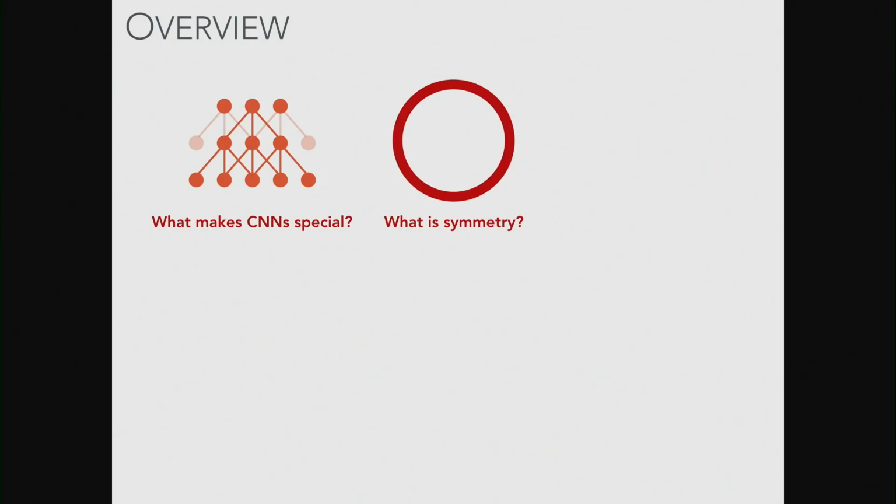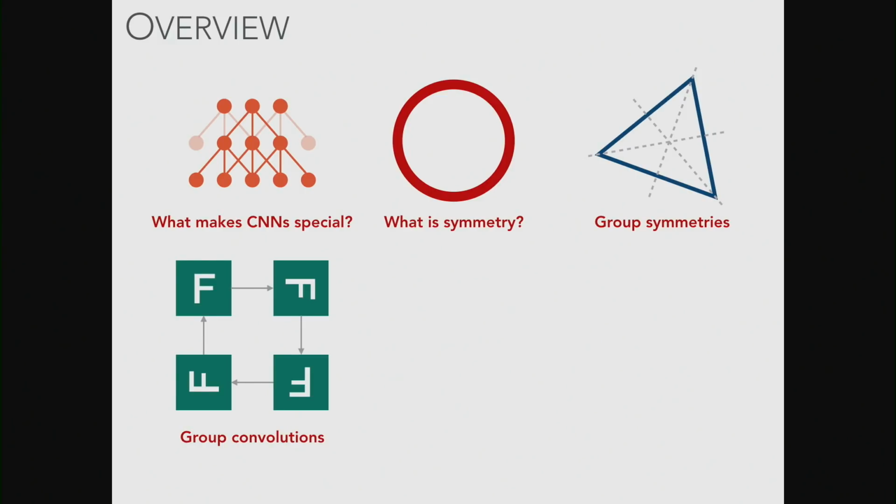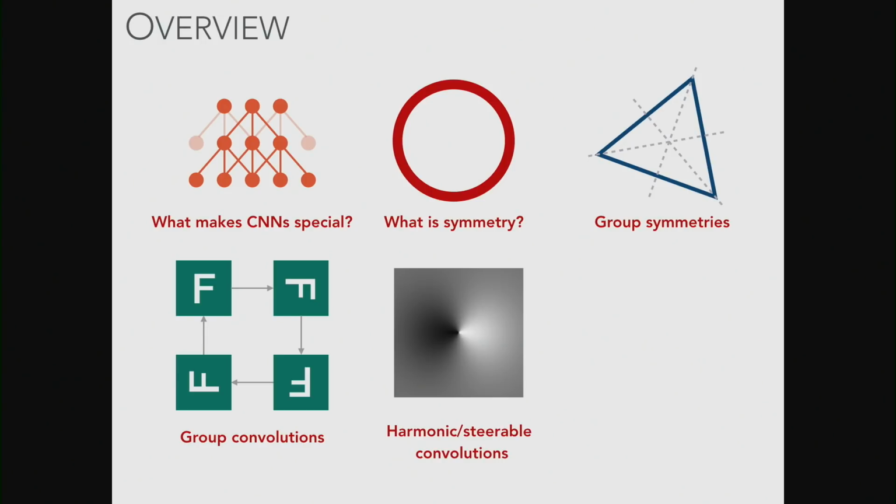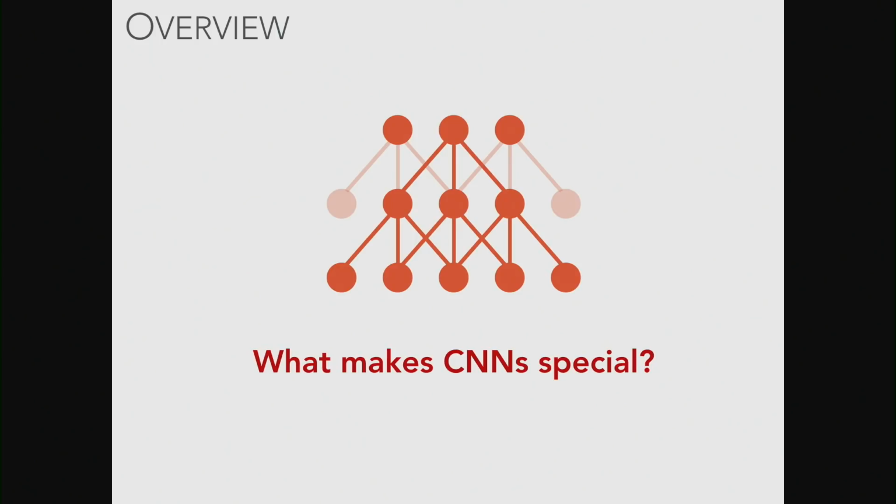And then, after I've talked about that, I'm going to be talking about this mathematical idea of symmetry, which is what convolutions are based on. And then I'm going to be trying to introduce a bit of mathematics, not too much, I promise, on these things called group symmetries, and then how we can use group symmetries to generalize the convolution to other forms of transformation. And then I will talk about another way to do exactly the same thing, called harmonic or steerable convolutions, and then I'll round up and focus on the future. So let's get into it.